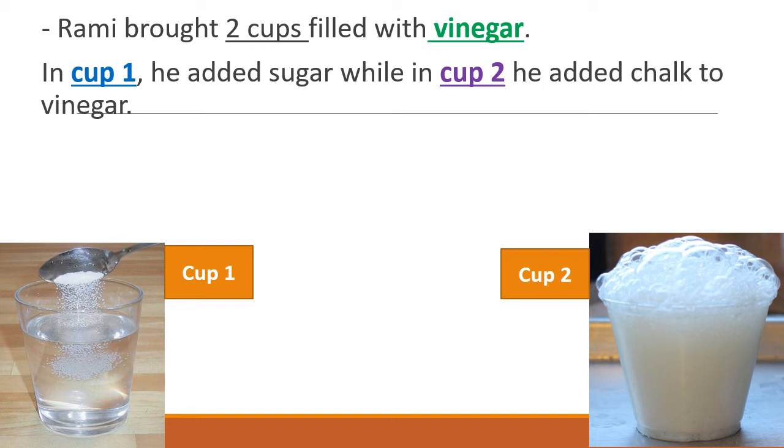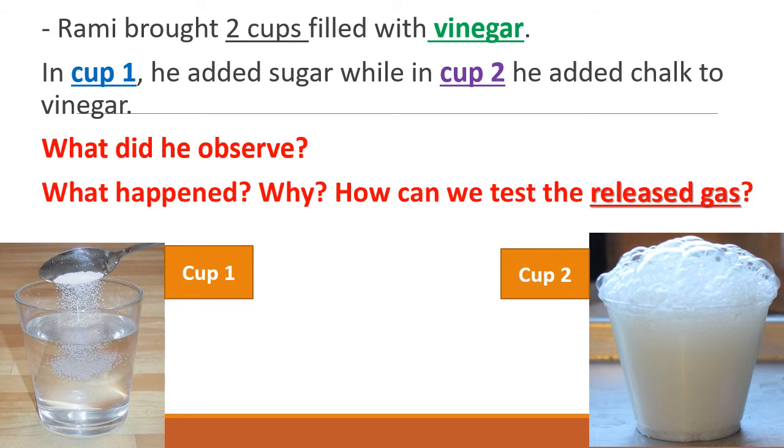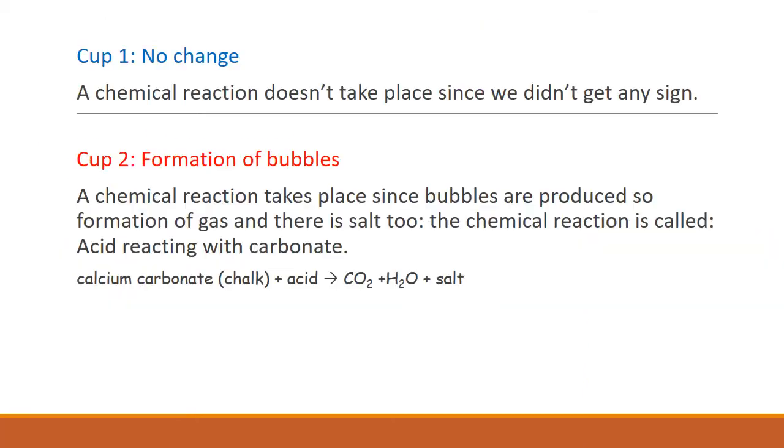As for cup 2, he added chalk to the vinegar. When he added chalk, a chemical reaction takes place. Why? Because there is formation of bubbles and formation of precipitate. So what did he observe? What happened? Why? How can we test the release?